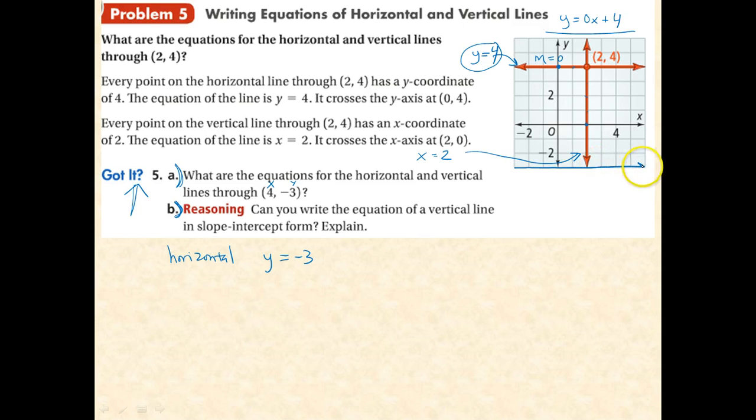Think about that line. All the y values are negative 3. And then the vertical line is going to be x equals 4. And that would go right here. Vertical line, all the x values are 4. I can draw straight lines, and then here's your point, over 4, down 3. This is 4, negative 3.